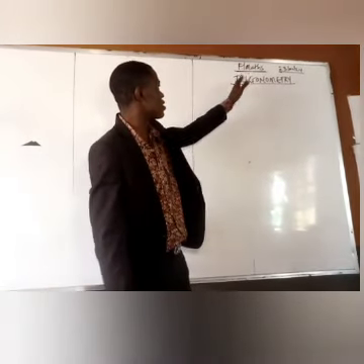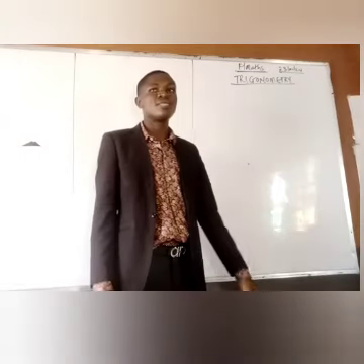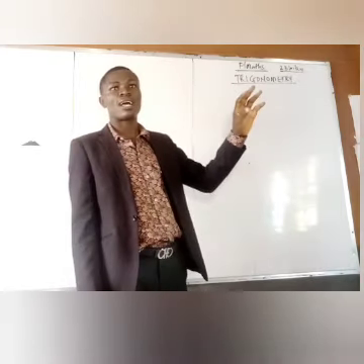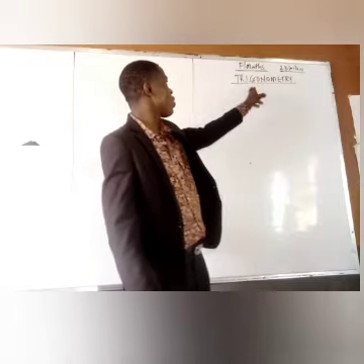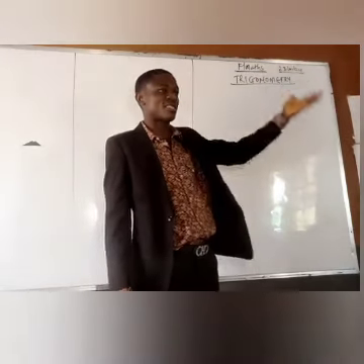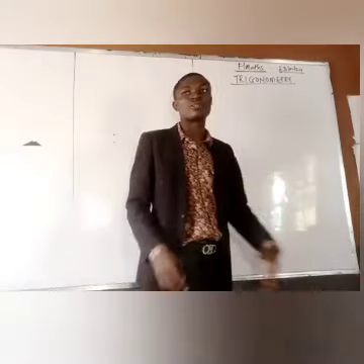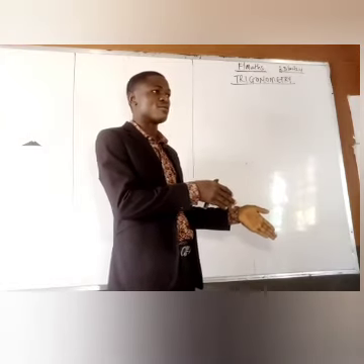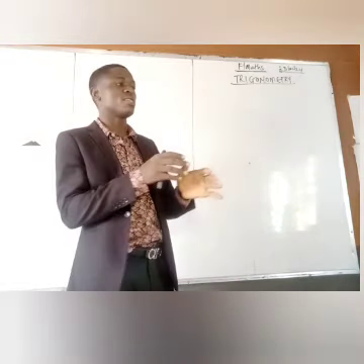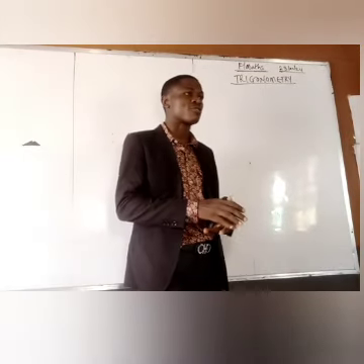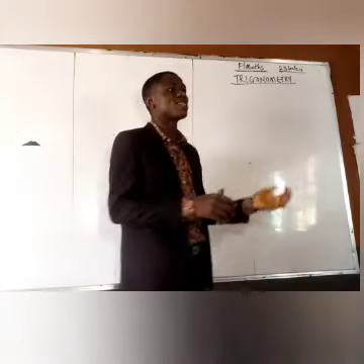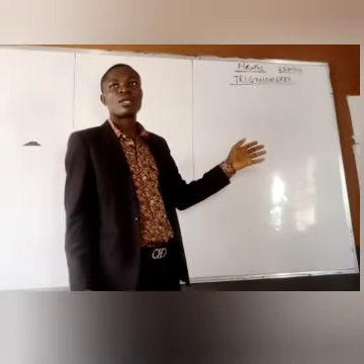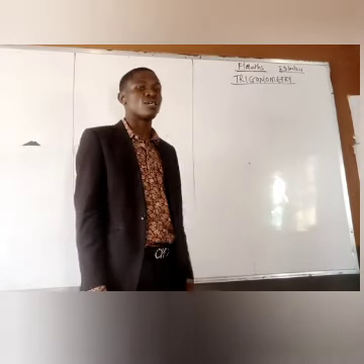So the tri, T-R-I, represents three, like in terms of triangle. The gono is the side, that's three sides. Then we have metry. Metry is the measurement. So measurement of what? Triangle. So trigonometry studies the relationship between the sides of a triangle and its angles. That is trigonometry.